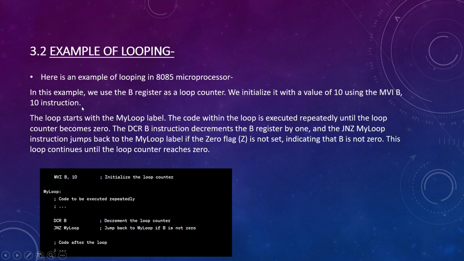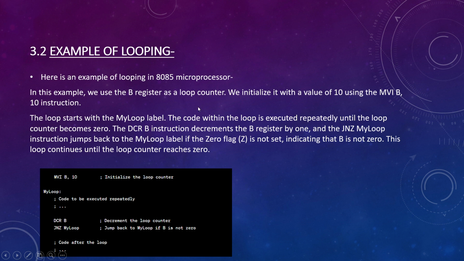In this example, we use the B register as a loop counter. We need a counter to store the loop count so that we reach the specific condition for the whole loop. We initialize it with a value of 10 using the MVI B, 10 instruction. This instruction tells us to store 10 in the loop counter, which is the B register here. In this MYLOOP section, we have written some statements, which are the main core statements of our loop.